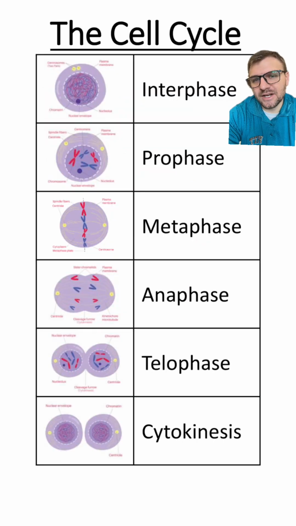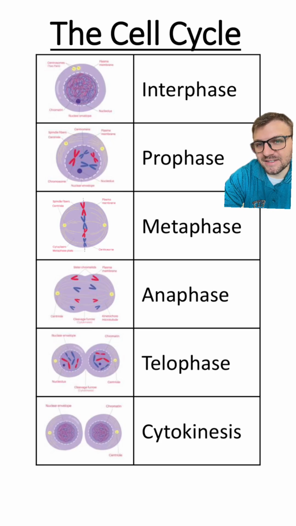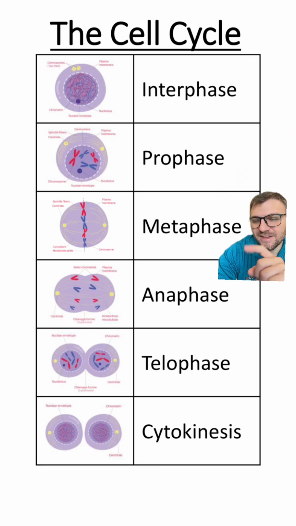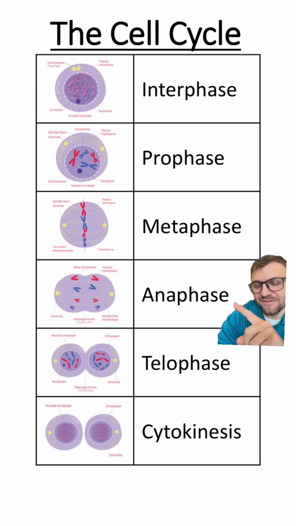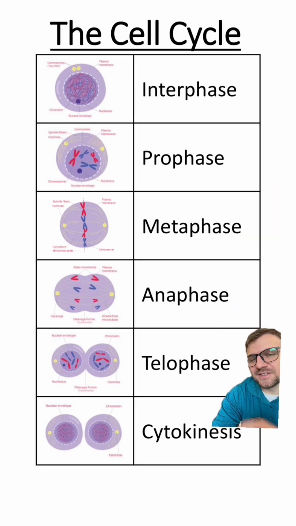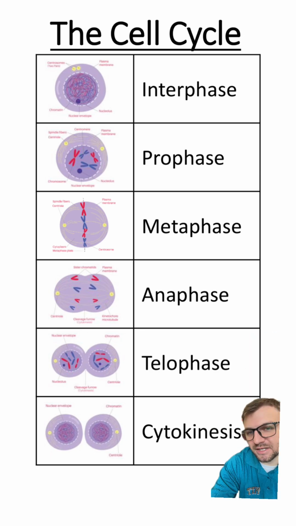Here's another way of looking at it. You can see interphase, where the chromosomes haven't condensed. Prophase, the chromosomes have condensed, the nucleus starts to break down. Metaphase, they start to align in the middle. Anaphase, they start to pull apart. Telophase is when the chromosomes start to uncondense and 2 new nuclei start to form. And cytokinesis is the splitting of the cytoplasm.